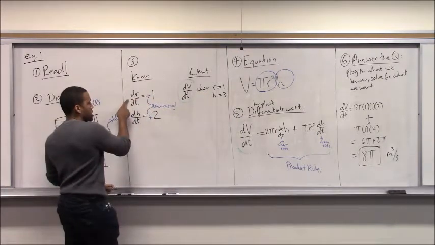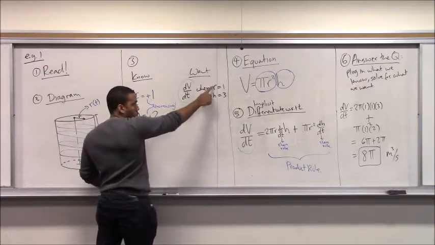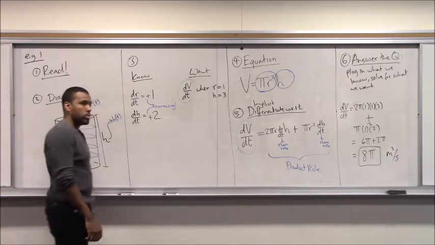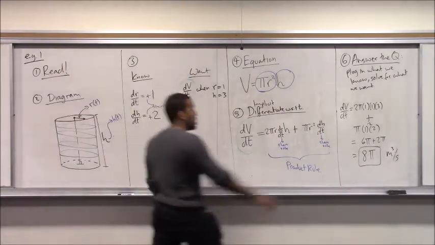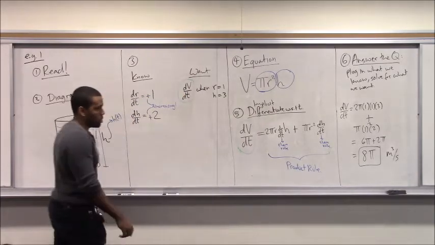So everywhere I see dr dt, I can replace it with 1. If I see dh dt, I replace it with 2. If you see r, replace it with 1. If you see h, replace it with 2. So I'm literally plugging in everything I know and solving for what I don't know, which is the d.